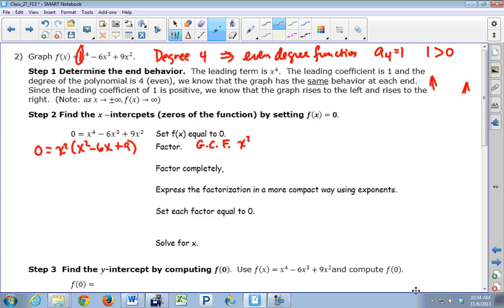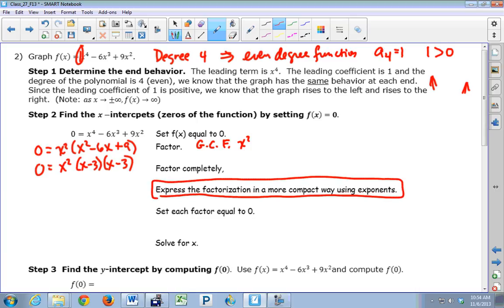So the question is, can the second degree trinomial, x squared minus 6x plus 9, be factored any further? Yes. In fact, it's a perfect square. It's x minus 3 times x minus 3. Those are the factors of 9 that add up to 6, 3 and 3.